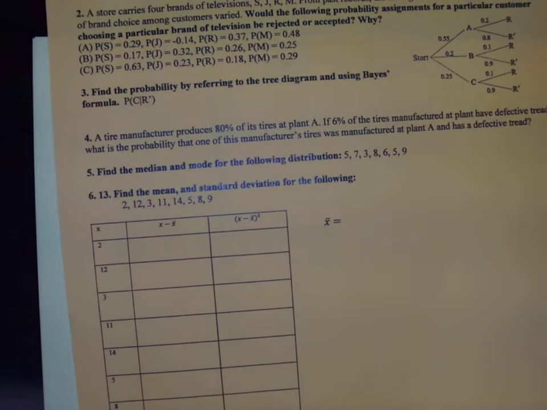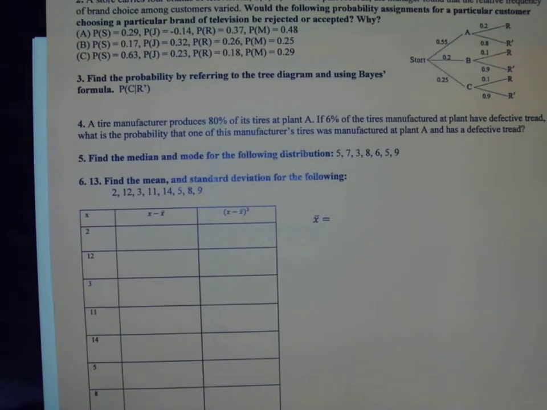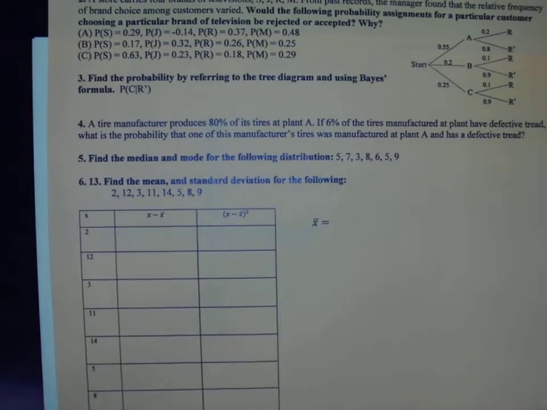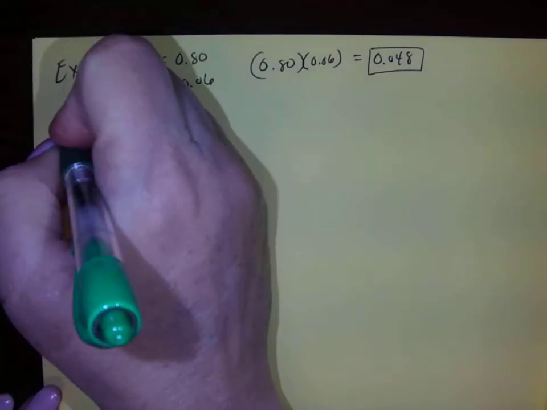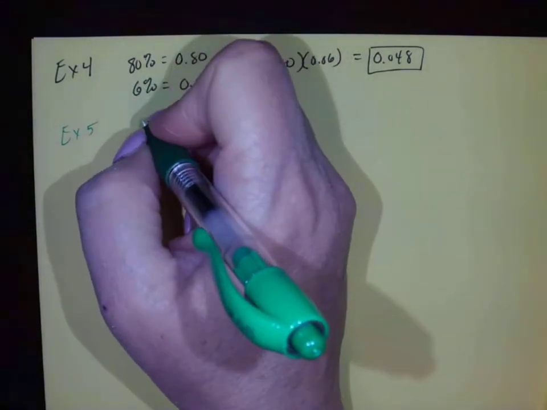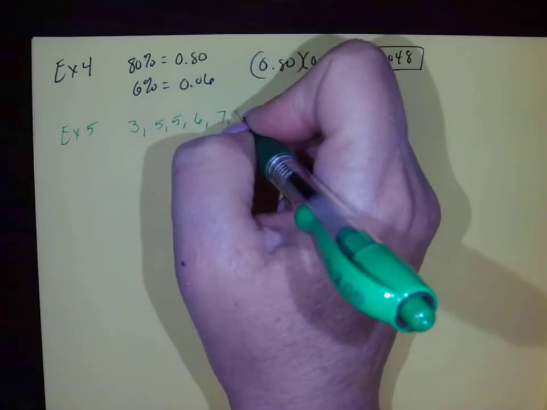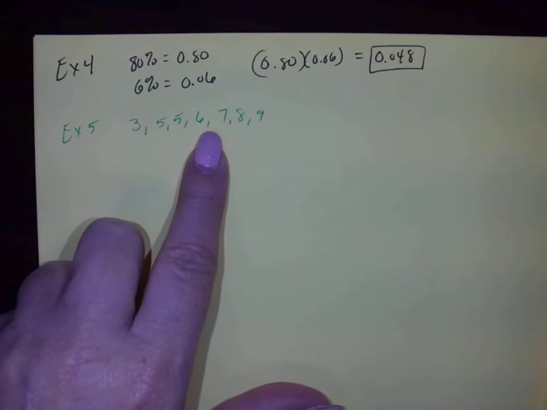All right, example 5, we need to find the median and the mode for the following distribution. So first thing I have to do with this is put it in numerical order. So numerically, they will be 3, 5, 5, 6, 7, 8, and 9. Now I don't have to do this to find the mode, but I need to do this in order to find the median, the middle number.